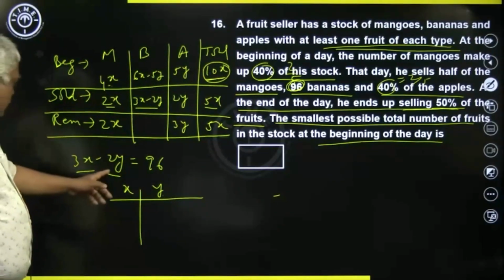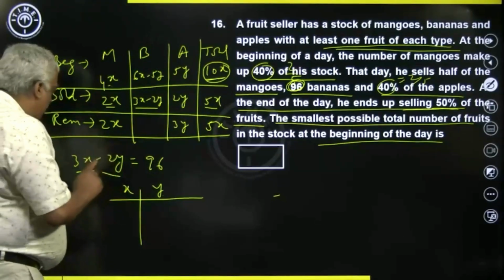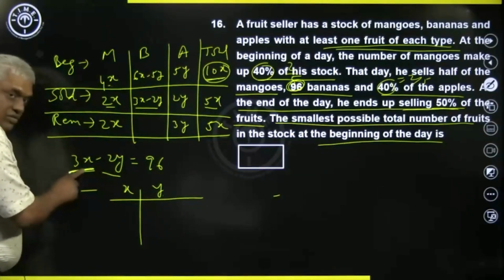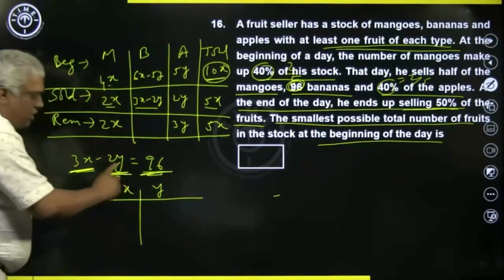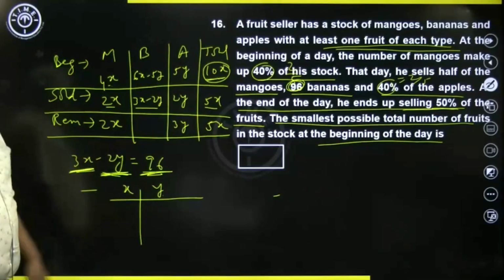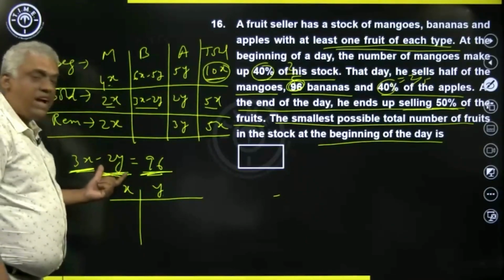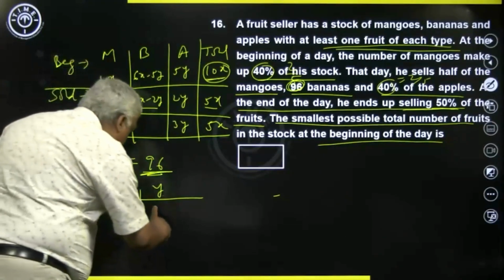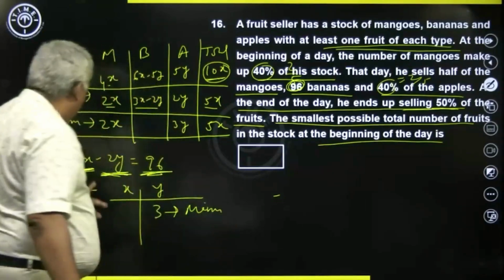If I put y equals 1, then 96 plus 2 is 98, which will not work. Now you see 96 is divisible by 3, so this number has to be divisible by 3, because the RHS is divisible by 3, so the LHS also has to be divisible by 3. So y minimum has to be 3. Now if y is 3, that is minimum, x will also be minimum.